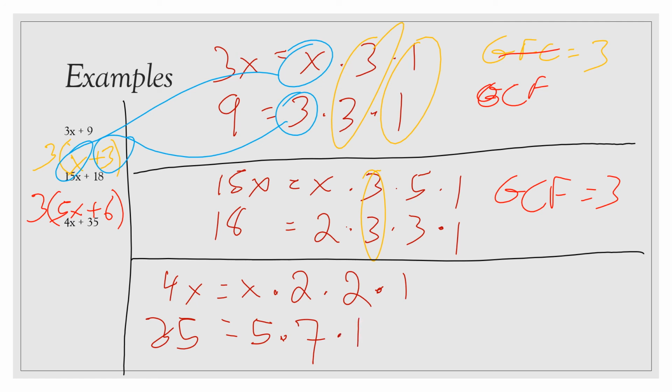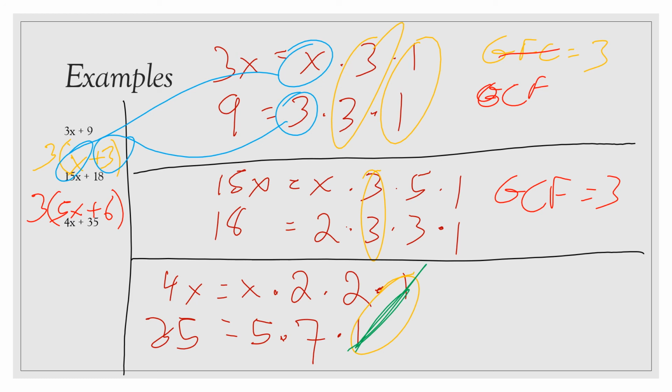So now we look for common sets. Any x's? No. Any 2's? No. Just the 1. But we're not really concerned about 1's. We're not going to factor 1 out. We're not really concerned about that. That's only important if 1 is the only thing that's left.